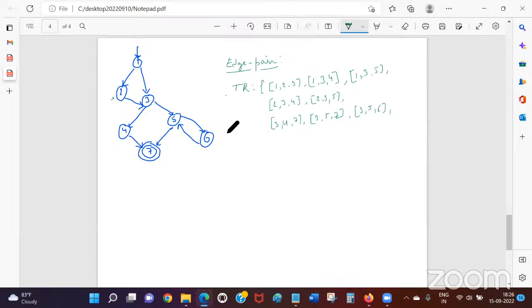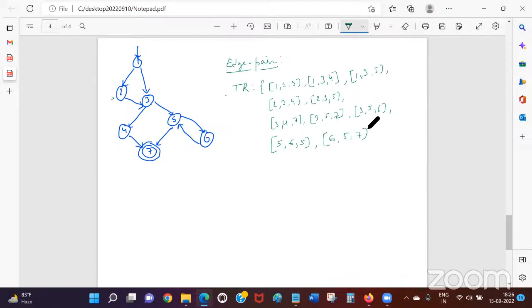With 4, can I have something? 4, 7. But there is no more extension because 7 is the end. With 5, I can have 5, 6, 5. So it's becoming a loop, then there is no more. With 6, I can have 6, 5, 7.